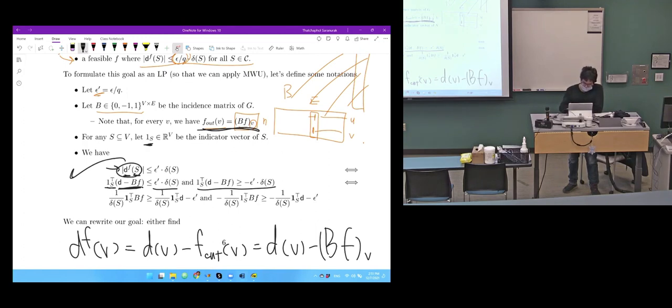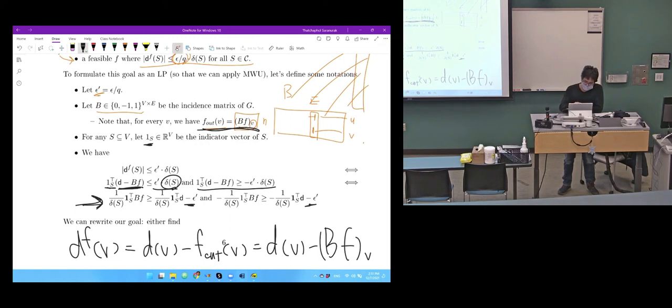And now, because the multiplicative weight update is about additive error, I want to write it down as an additive factor here. So I just divide everything by the cut size, so you get this thing. So the constraint that we had in the beginning can be written as a linear constraint, like two linear constraints here.